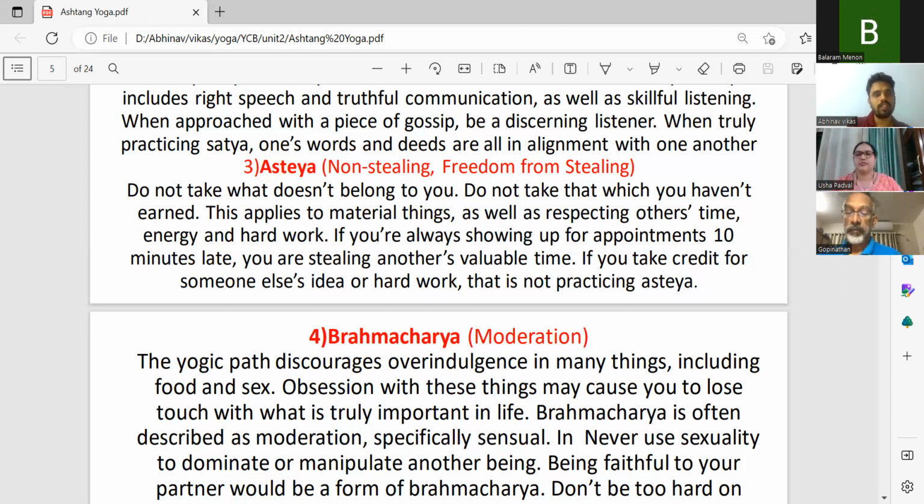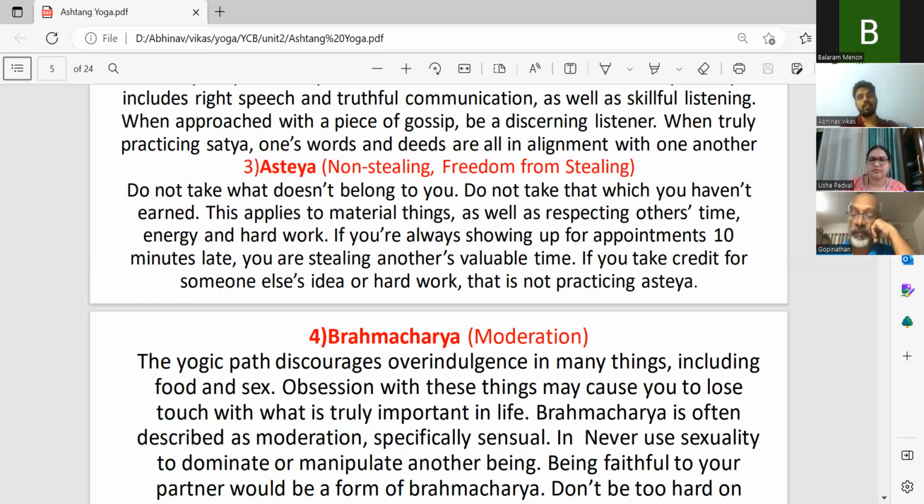So that also comes under stealing. What is it saying? You should not steal any materialistic things, nor others' valuable energy, hard work, and others' valuable time. That is called asteya. If you do any of these things, then you are a practitioner of steyam, not asteyam.